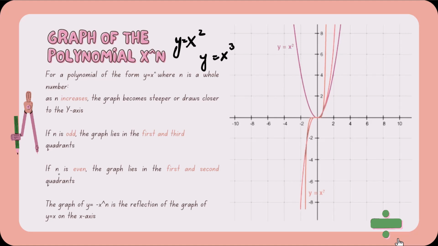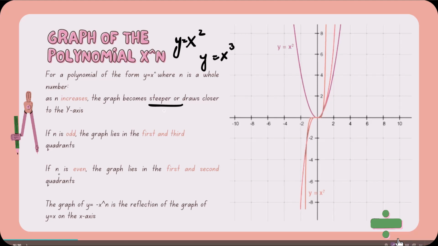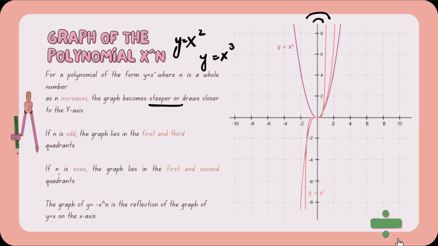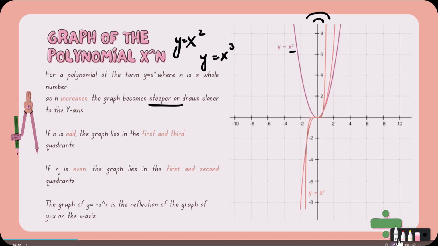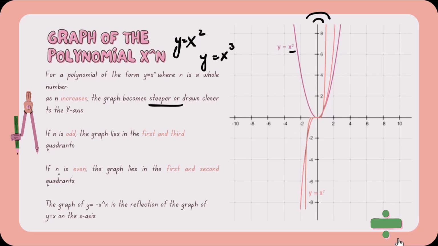The graph becomes steeper. What does steeper mean? It becomes closer to the y-axis. As n increases, it becomes closer to the y-axis. If you look carefully here, the pink color is x square. The peach color is x raised to 7. So x raised to 7 is closer to the y-axis than x square. As n increases, it becomes closer.